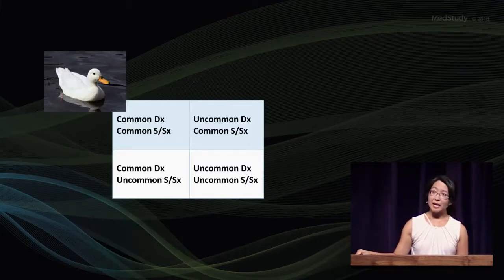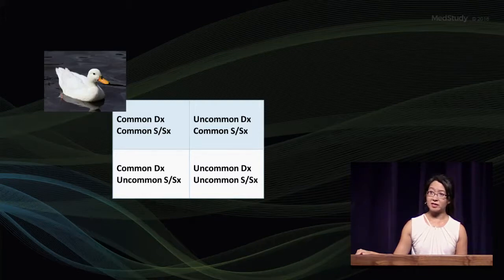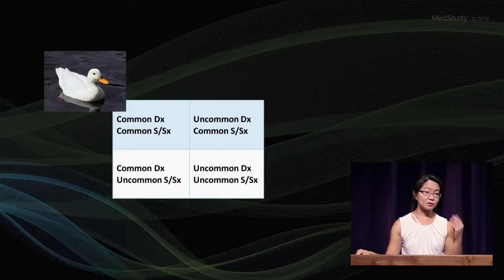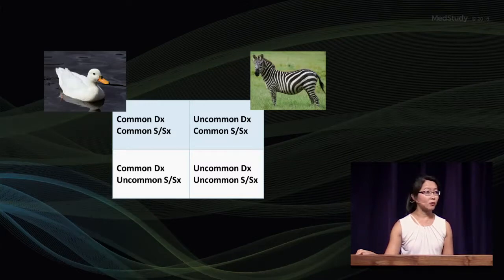Now, there are some patients who may present with common symptoms of an uncommon disease. An example of this is a patient who has dermatomyositis, and presents with Gottron's papules, as well as a heliotrope rash. It's uncommon. So just because you hear hoofbeats, you don't necessarily think about horses, but sometimes there are zebras.